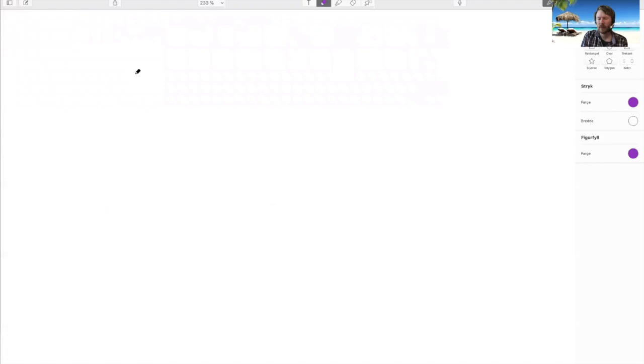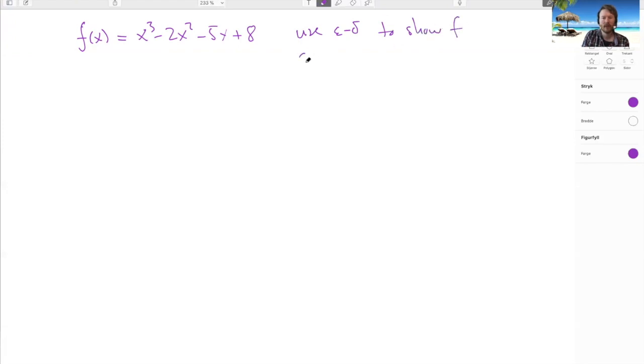So let's now look at a more complicated epsilon delta example. We're going to look at the function f of x equals 2x to the third minus 2x squared minus 5x plus 8. And then we ask: use epsilon delta to show f is continuous at x equals 1.